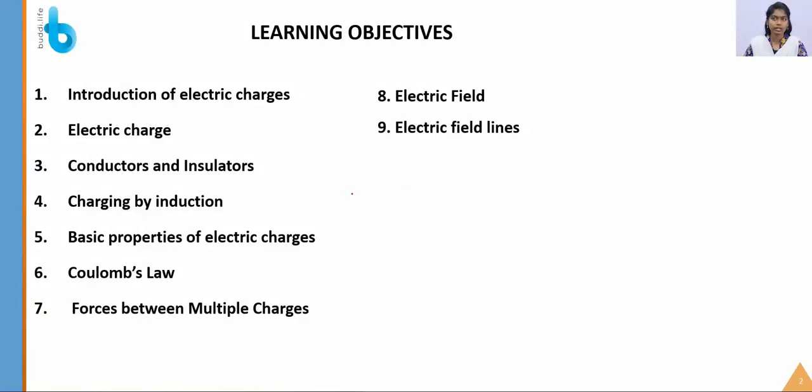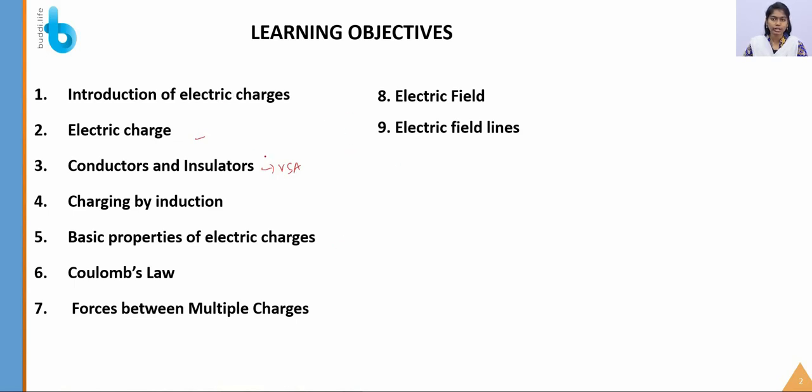First we are going to see the introduction of the electric charges, and then the brief introduction about the electric charge, and then conductors and insulators, which come under very short answer, okay, and then charge by induction, basic properties of electric charges, Coulomb's law and force between multiple charges, and electric field lines. So these are the topics that we are going to cover in this class. Okay students, let's start the class one by one.